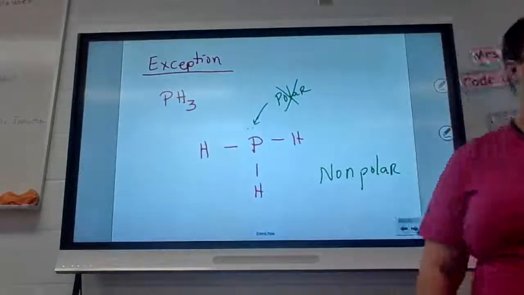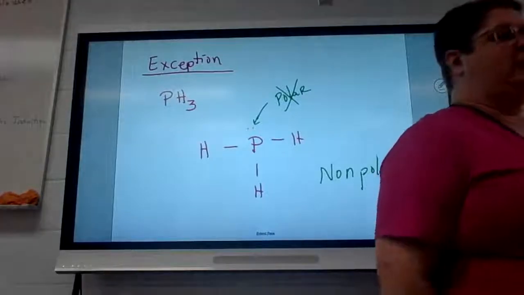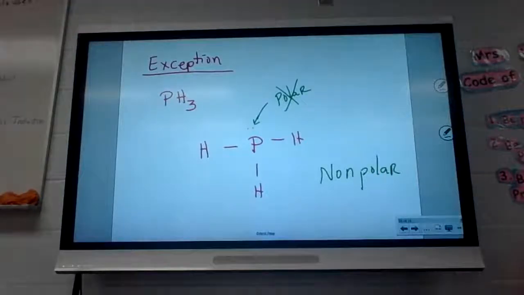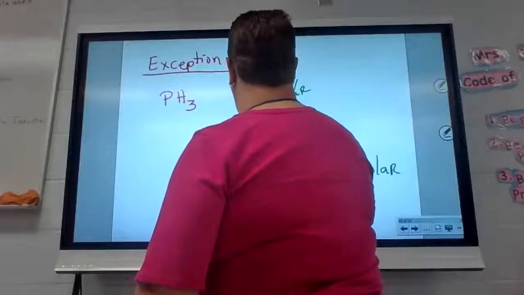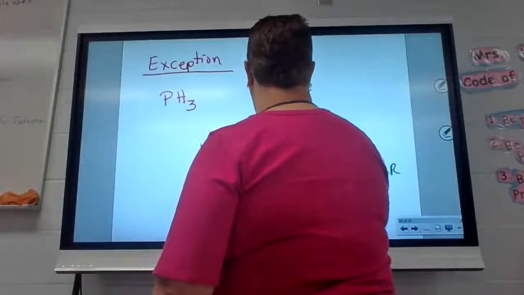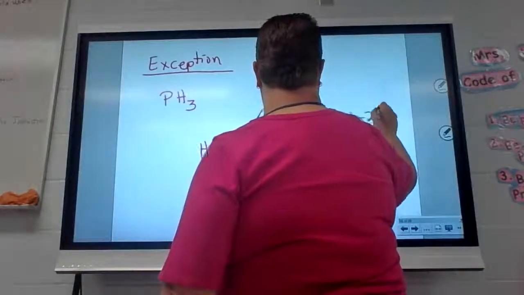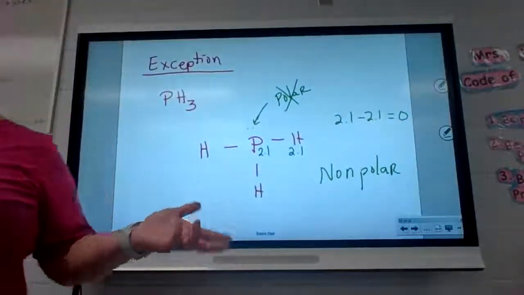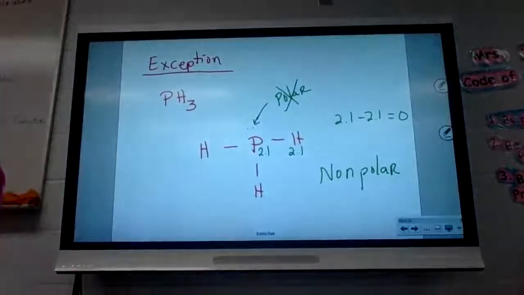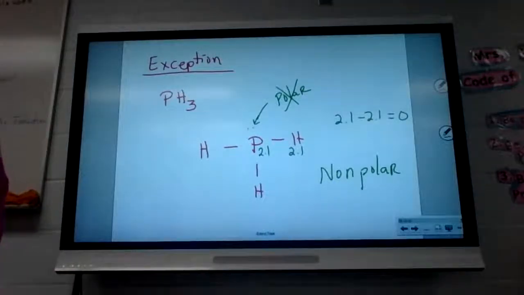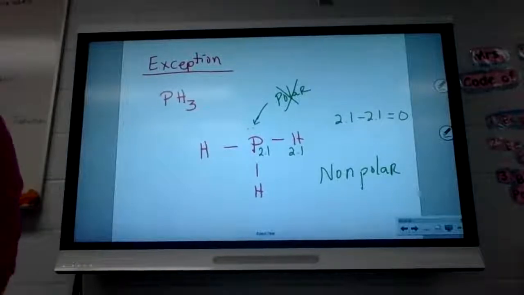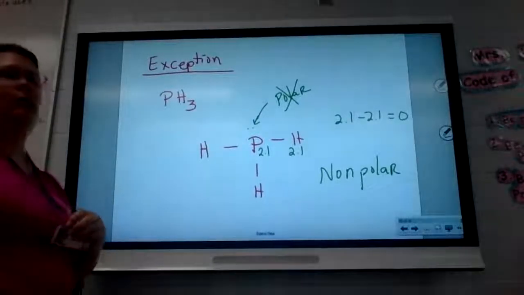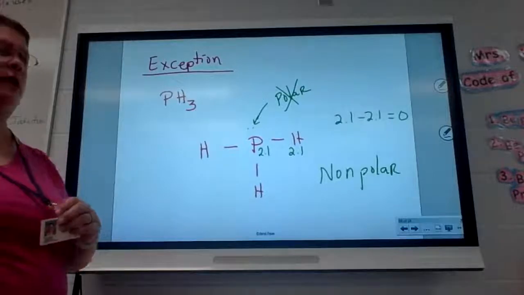All right, so why is it non-polar? Got your electronegativity sheets handy? Tell me what the electronegativity of P is. 2.1. What's the electronegativity of H? What do you get when you say 2.1 minus 2.1? In order to have a polar molecule, you have to have what when you subtract? A number. It has to be something besides 0. If the numbers cancel, it is a non-polar molecule.